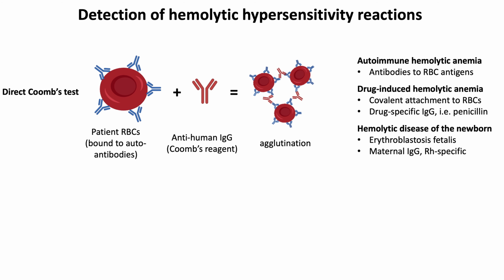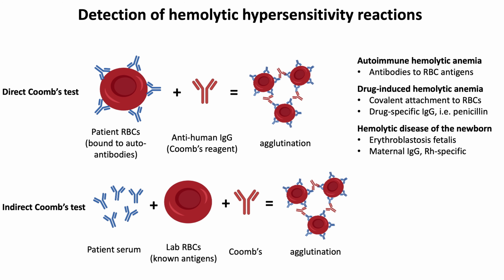And hemolytic disease of the newborn, or erythroblastosis fetalis, which is the result of maternal IgG that crosses the placenta from an Rh negative mother that has been induced to make an antibody response by an Rh positive fetus.